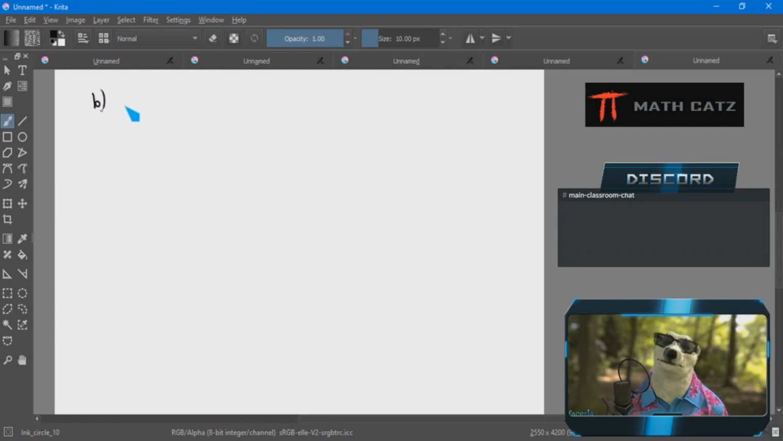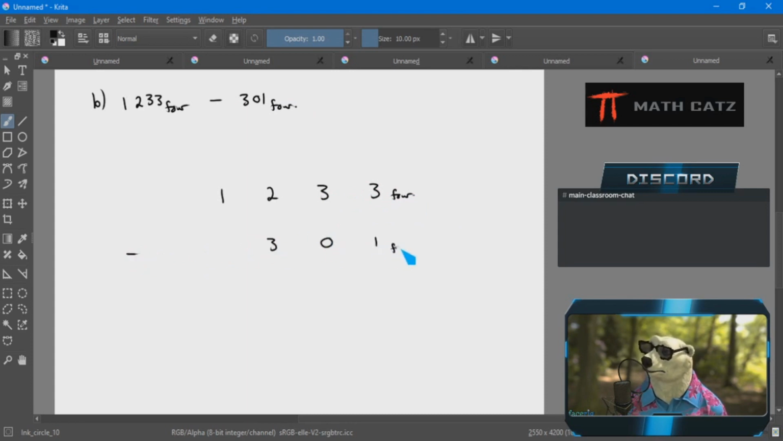B. 1, 2, 3, 1, 2, 3, 3, base 4, minus 3, 0, 1, base 4. So I really like the arithmetic because it doesn't require that I know what this quantity is. I don't care what the quantity is. What is 3, 0, 1, base 4? I have no idea. And I don't care.